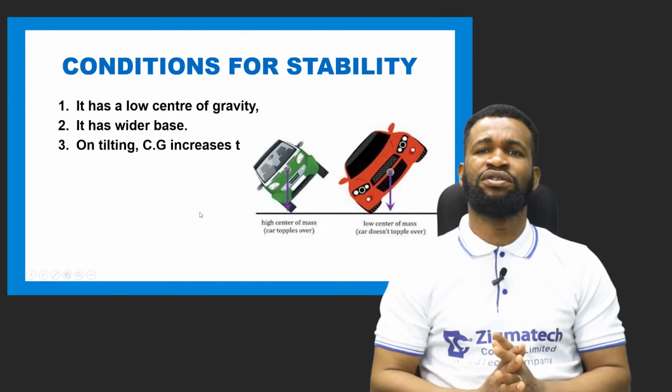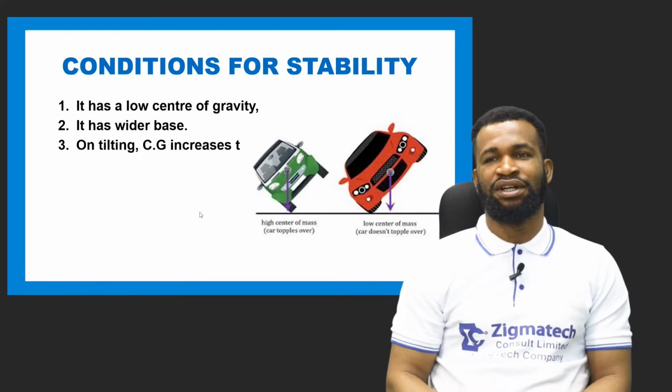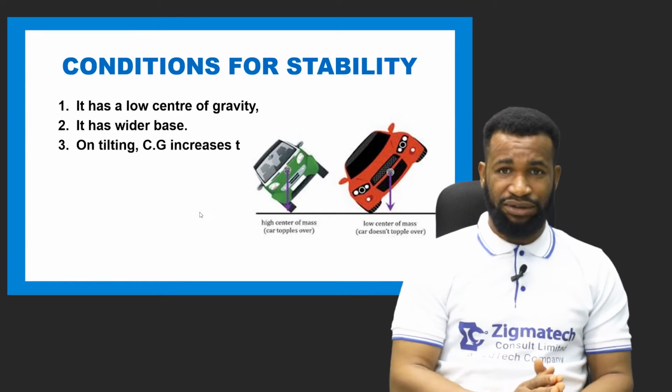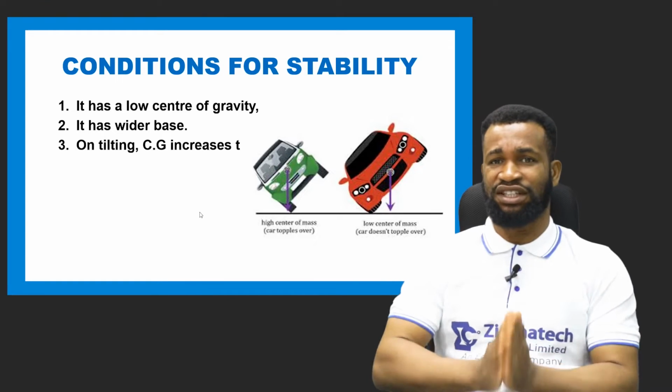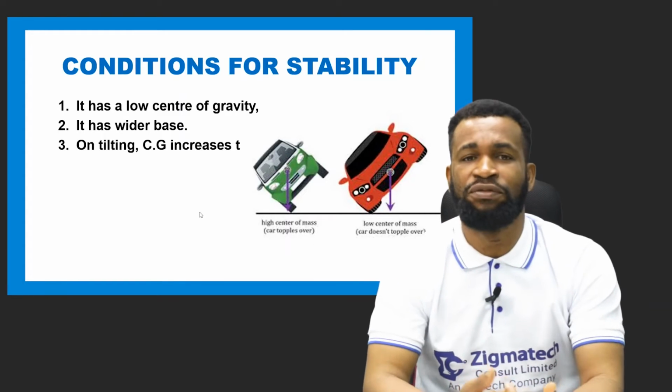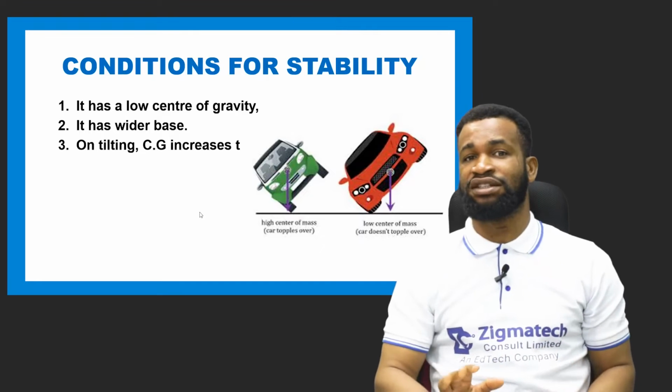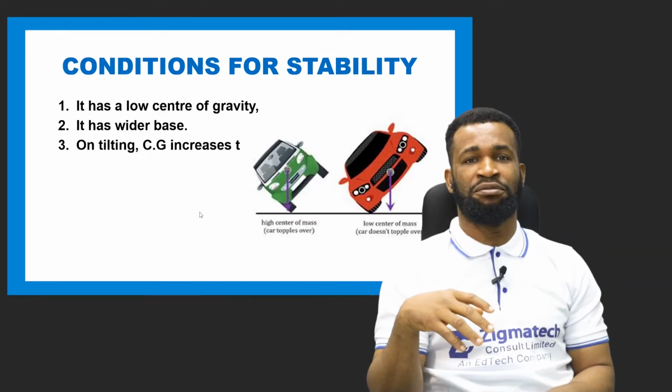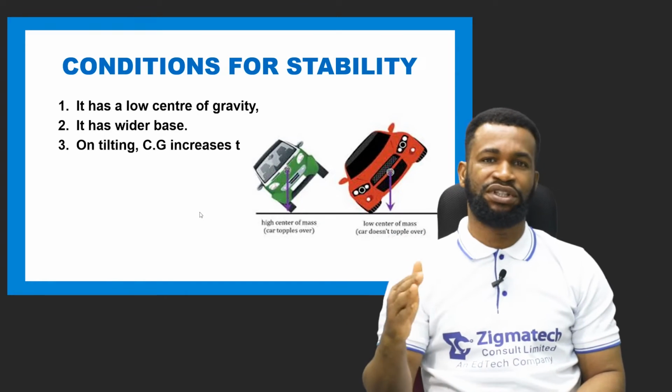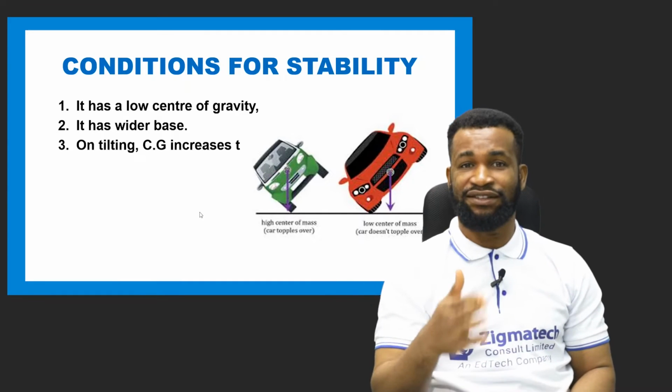Now, we want to look at the conditions for stability. Like we were talking about, I said so many things need to be in equilibrium. Even some moving objects can also be in equilibrium. That is when we want to talk about types of equilibrium in terms of force, which is dynamic and static.